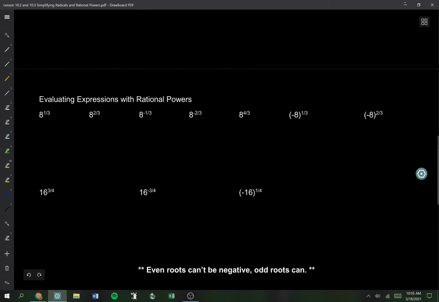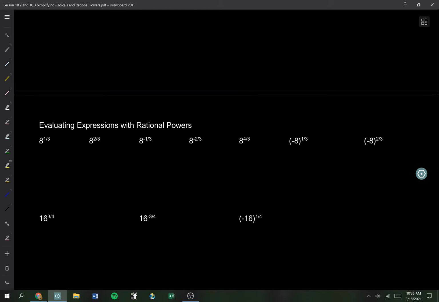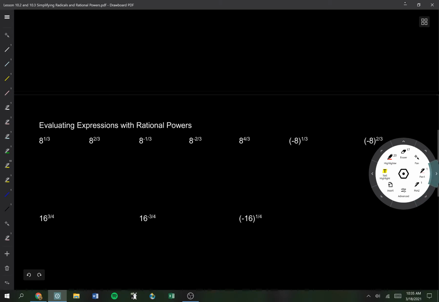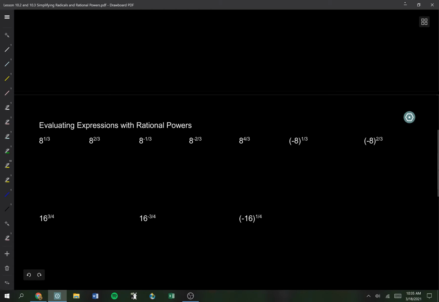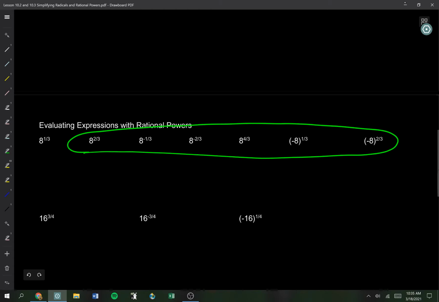We're going to do some evaluating. Evaluate means just calculate the value. Okay, we're going to calculate the values of some things with all kinds of different powers. The key to these is understanding the base, right? The simplest version. All these problems are much more doable if I can understand that 8 to the 1/3 is 2. 8 to the 1/3 is 2 because 1/3 power means the third root of 8, and the third root of 8 is 2 because 2 to the third is 8. So 8 to the 1/3 is 2.